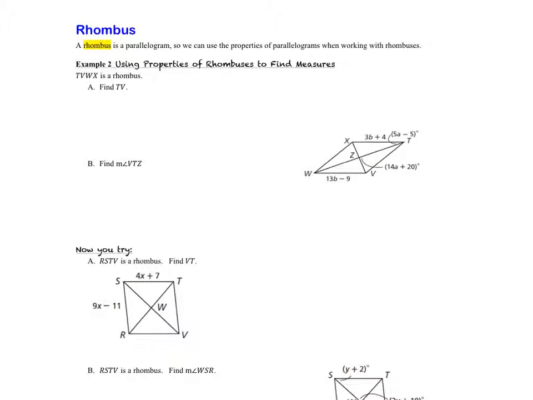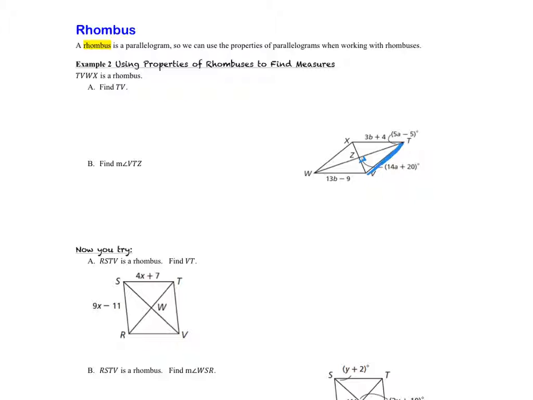So let's apply some of those to calculate some of these measurements. A rhombus is a parallelogram, so we can use the properties of parallelograms when working with rhombuses, just like we can with rectangles. So TVWX is my rhombus, and I want to find the length of TV, this length right here. Don't forget that since it's a rhombus, these are right angles, so I've got some right triangles here. That will help us.